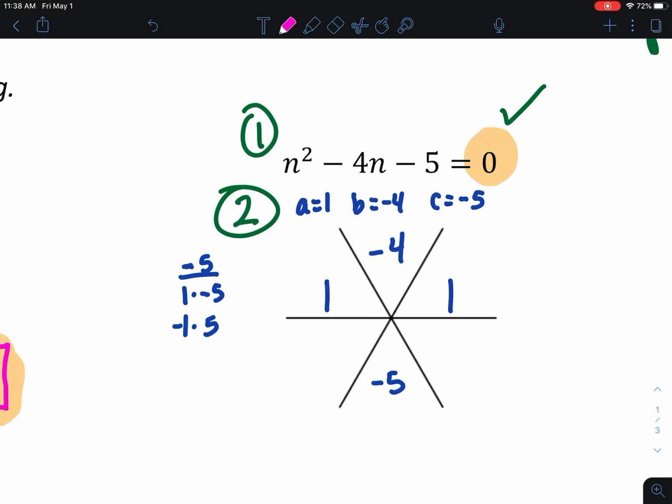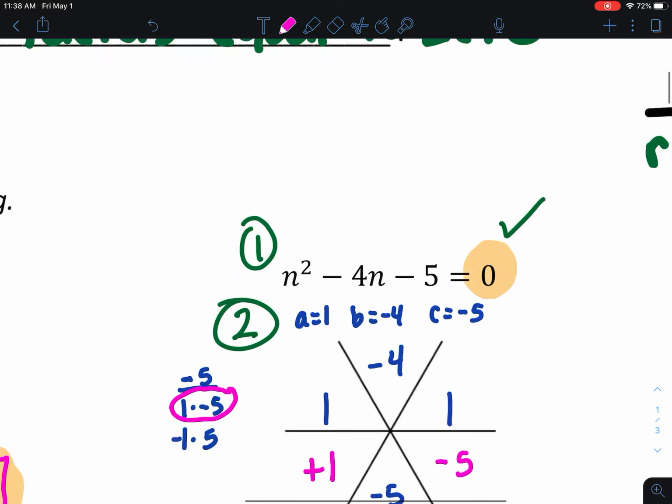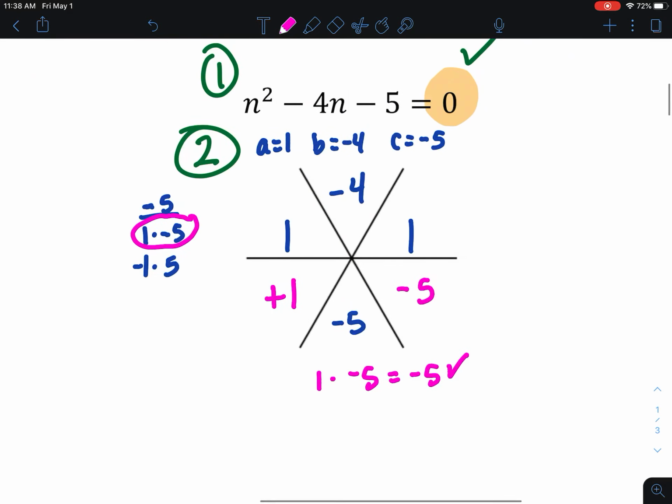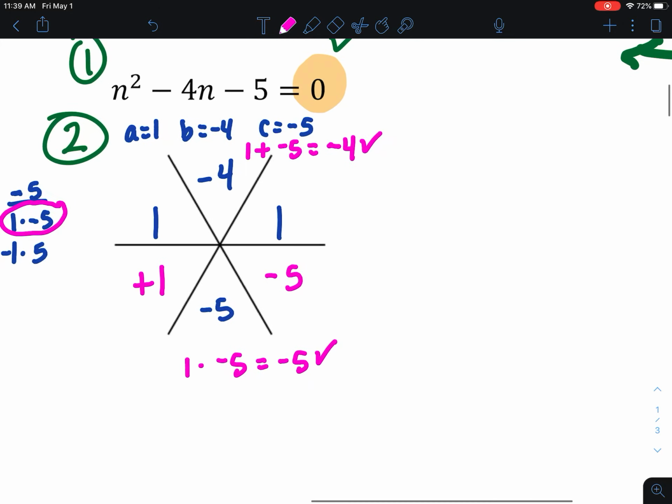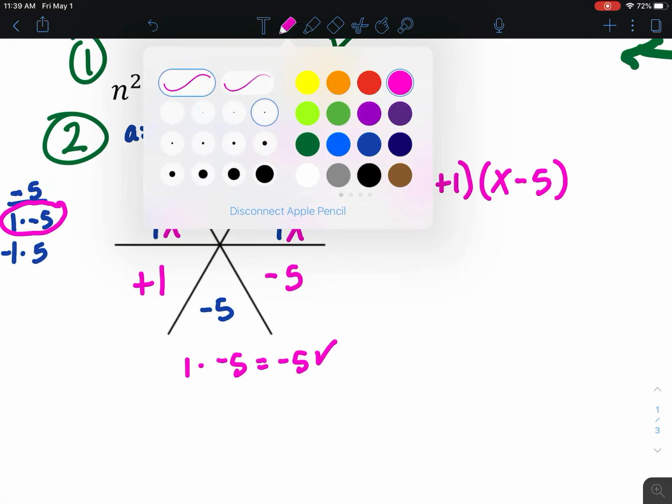Alright, so which one of these is going to equal negative 4? 1 plus negative 5, does that equal negative 4? And I think it does, but we'll check in a second. 1 times negative 5, that equals negative 5, so I'm good here. Alright, now check in your calculator. 1 plus negative 5. Remember, if they're different signs, subtract and keep the sign of the bigger digit. And that equals negative 4, so I am good. So my two factors are 1x plus 1 and 1x minus 5.